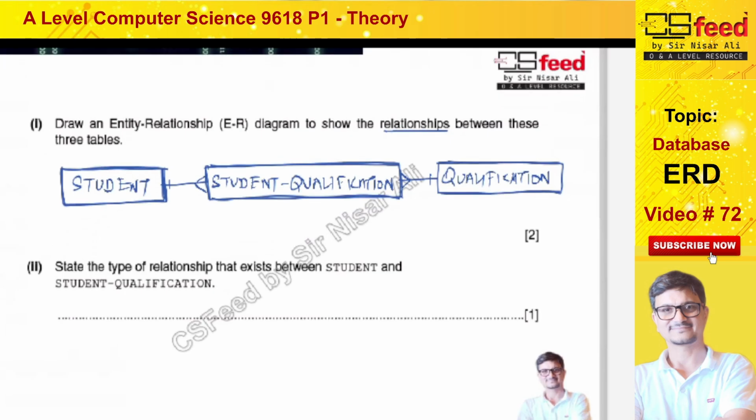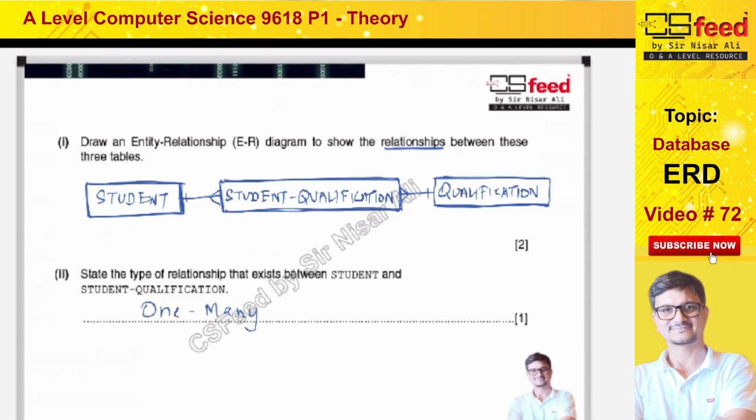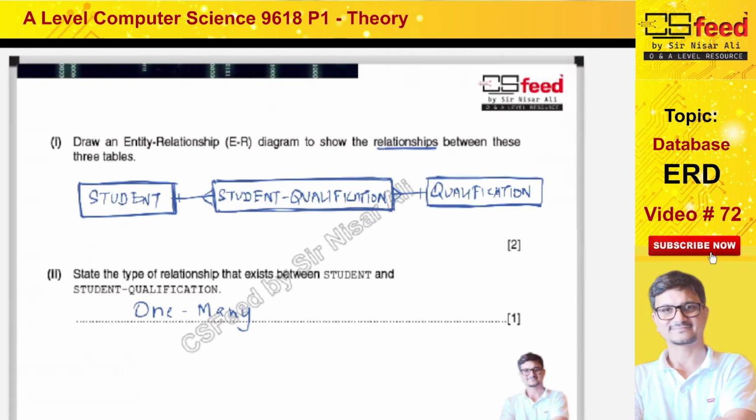State the type of relationship that exists between student and student qualification. Now when we read from student to student qualification, this is a one-to-many relationship. All right, this is how the ERDs are actually shown.